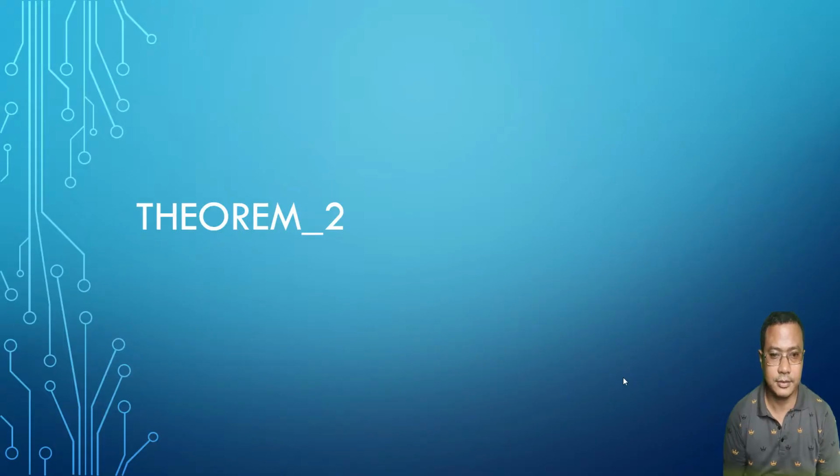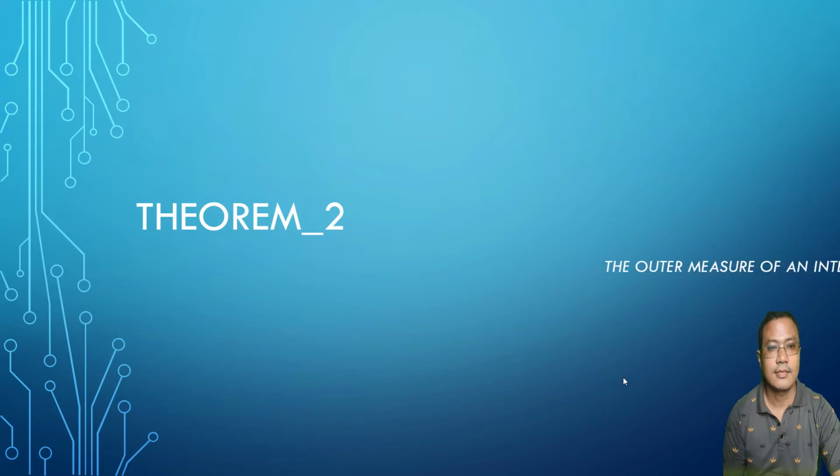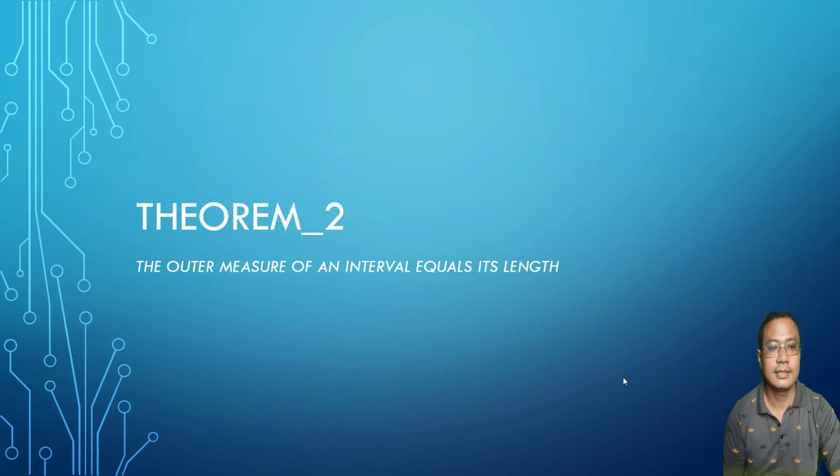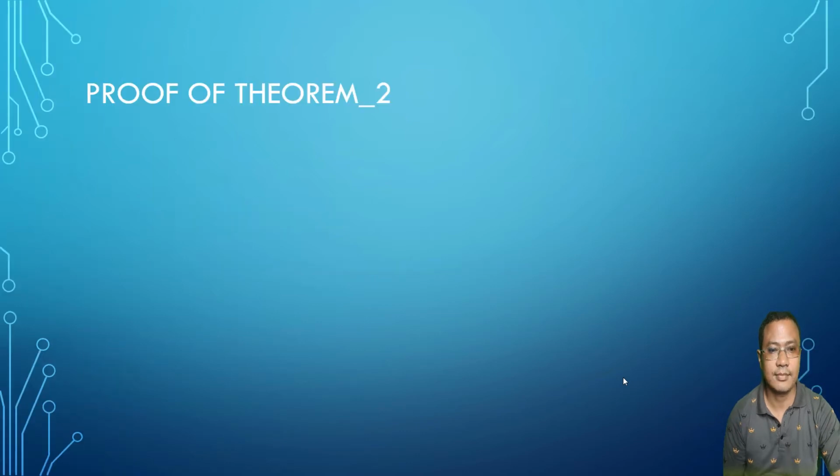Today we are going to prove an important theorem, that is, the outer measure of an interval is equal to the length of the interval. That is the second theorem of measure theory, and it is one of the fundamental theorems. So let us see: the outer measure of an interval equals its length. Let us prove it.